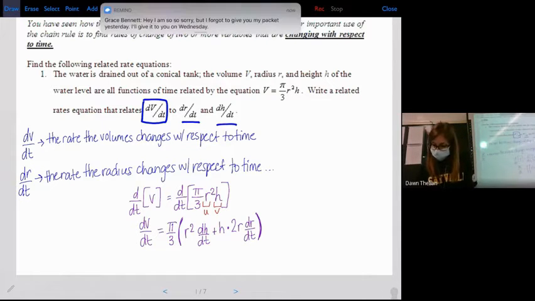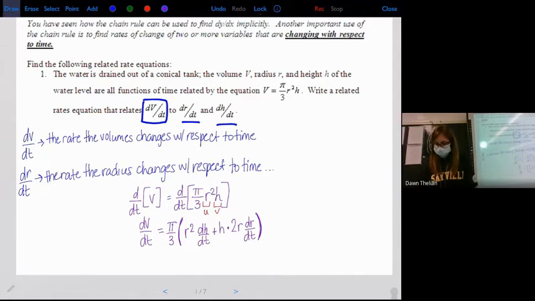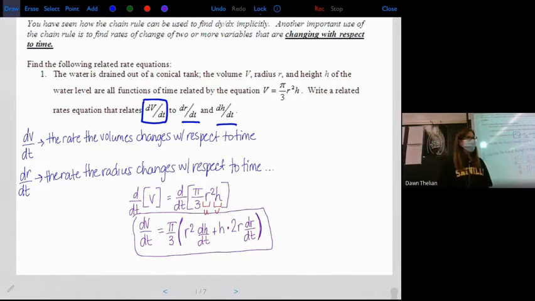And this really was just asking for dV dt with respect to the others. So this is good enough. I don't have to distribute. I wasn't given any numerical information to plug in. This was just having me practice getting the related rates equation, which is the derivative with respect to time. Questions?